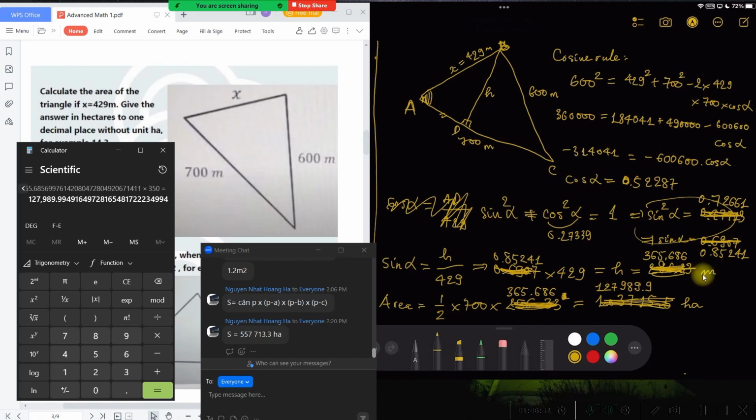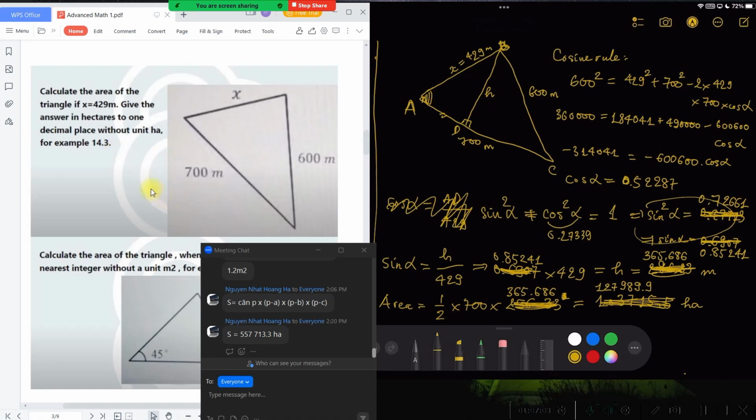But why is your area so big? I don't know why. Tại sao cái area của Hoàng Hà ra nhiều dữ vậy? Wow. Công thức này nó lại ra nhiều, chắc nhân sai. Hà kiểm tra lại xem cái quá trình làm có bị sai chỗ nào. Dạ. Bấm máy tính sai. Oh, there you go. Wrong calculation somewhere. Okay, the answer should be 127 something thousand.